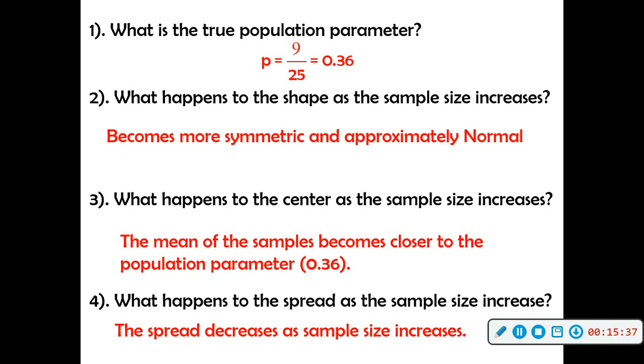Those are some really, really important concepts. As we increase our sample size, our distribution of every possible proportion out of groups of 5, 10, and 15 gets closer and closer to being normal. We have less variability, so our spread decreases as we increase our sample size.